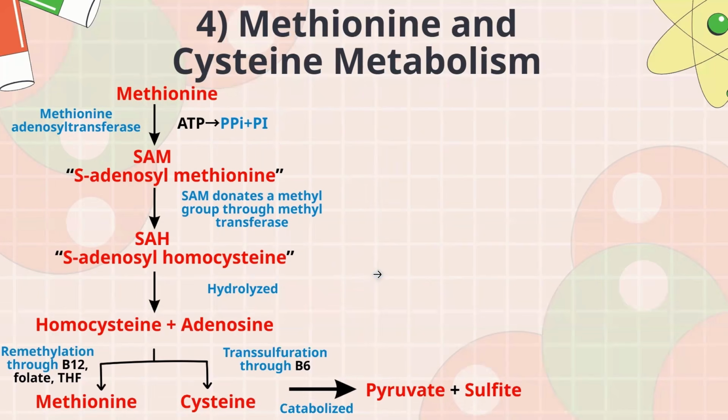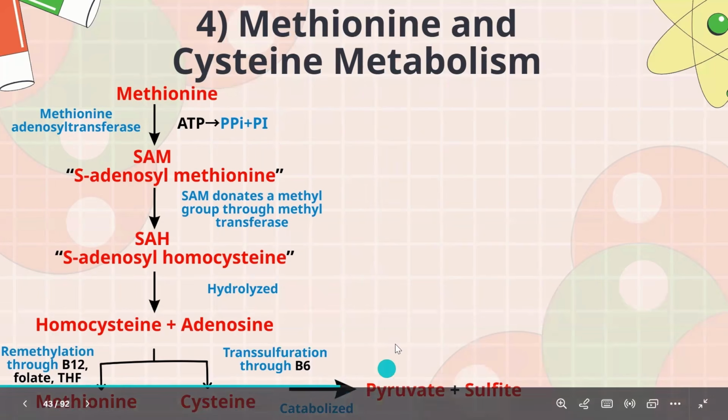And apart from that, sulfite is a molecule that we need to remove, right? So to remove it, we need to oxidize it to form sulfate, okay? And it's going to be excreted in urine, okay? And yeah, that's the whole cycle.